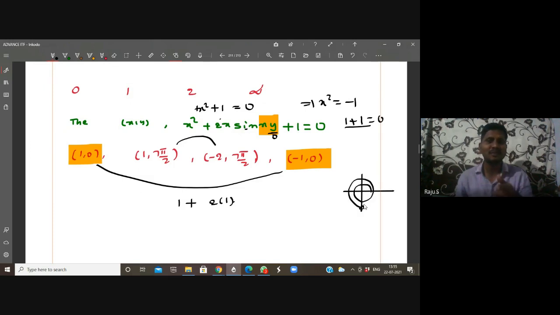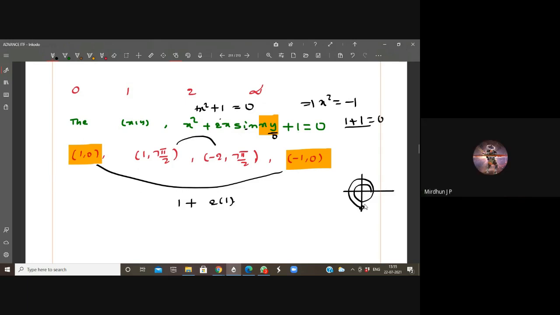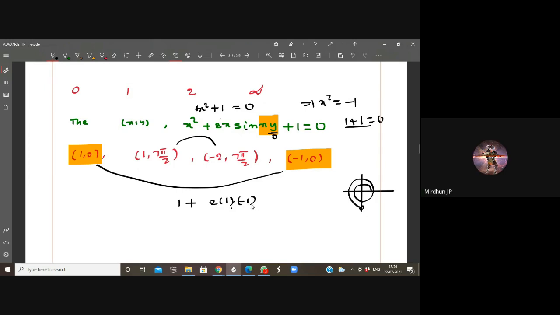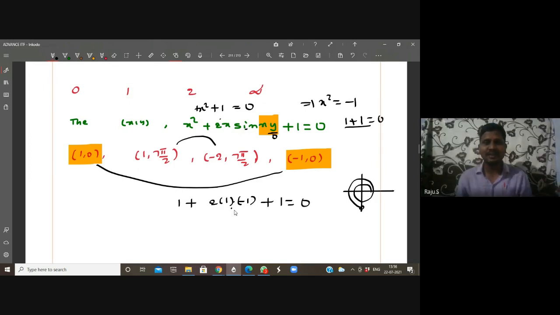Nothing but it is equal to what? 270, not 90. If you take 90, you'll get plus 1. If you take 270, what is sine 270? Minus 1. Now see here, is it satisfying the option? Yes, sir. In case you take 90, we get 4. Is 4 equal to 0?